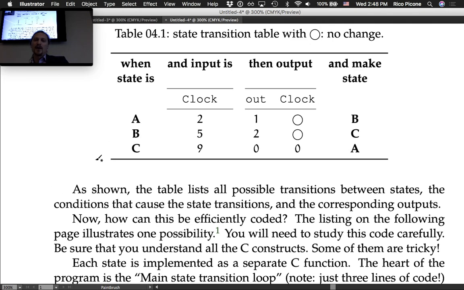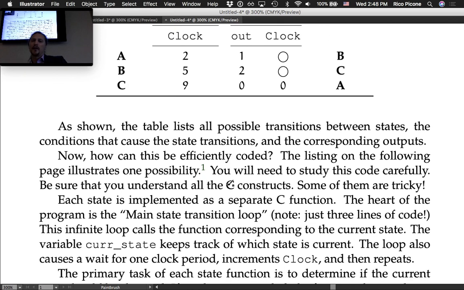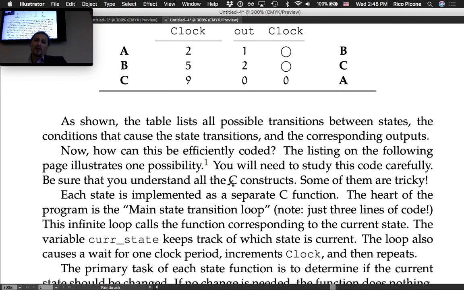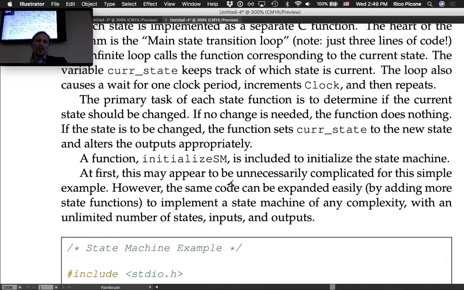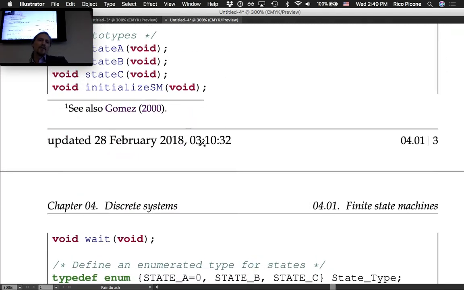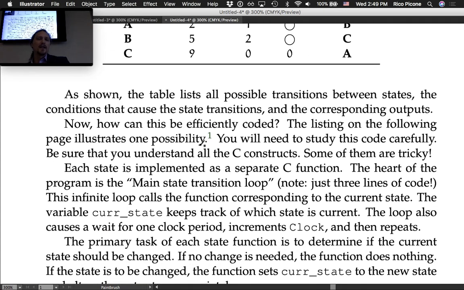Okay, so as shown, the table lists all possible transitions between states, the conditions that cause the state transitions, and the corresponding outputs. Now, how can this be efficiently coded? The listing on the following page illustrates one possibility, and I also give you a reference to a paper that was written, I think it was like 2004 or something, 2000, that describes this sort of general structure of a C program for state transition programming. It's finite state machine programming. Pretty nice paper, pretty readable.